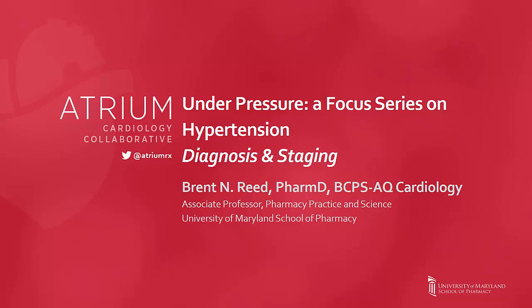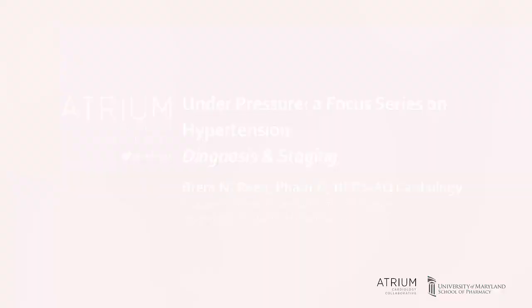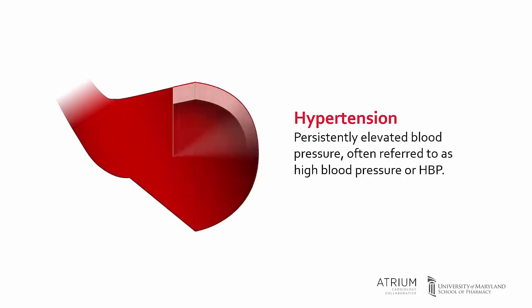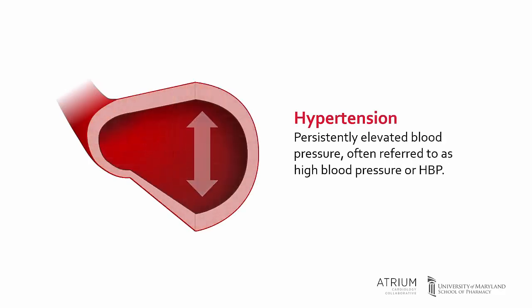Now in this video, we'll be defining hypertension and its levels of severity. So starting first with, what is hypertension? Well, simply put, hypertension is persistently elevated blood pressure, and you'll often hear it referred to as high blood pressure, or HBP. Now, temporary increases in blood pressure are a normal response to things like stress or physical exertion. But high blood pressure becomes a problem when it doesn't return to normal levels, as these elevated pressures can damage blood vessels and vital organs.